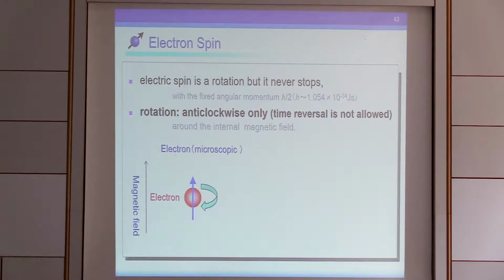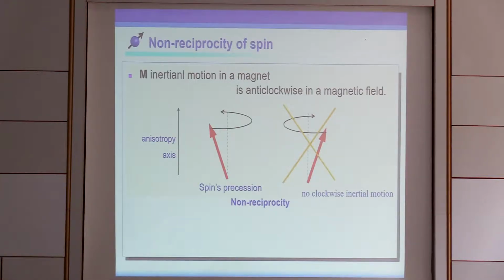First, let's consider spin dynamics. Basically, the angular momentum of an electron is along its magnetization. And as a result, the magnetization inertial motion in a magnet is anticlockwise only. There is no inertial clockwise motion. Inertial motion in a magnet is anticlockwise only. This requirement is very strong. This feature is called non-reciprocity.